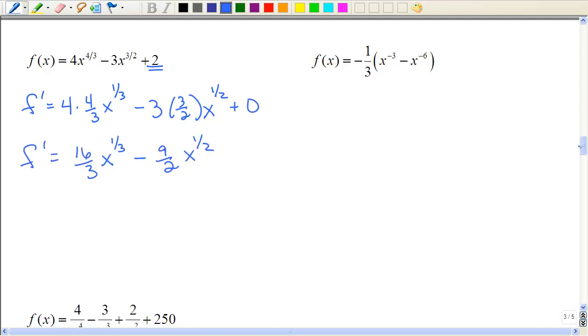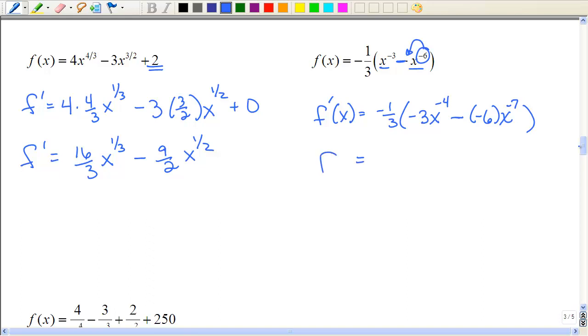Okay, now this one's a weird one. We could distribute it, but how about let's just leave the negative 1/3 and take the derivative of that part. So we bring down the negative 3. Subtracting 1 from negative 3 gives me negative 4. Then I'm going to bring down this minus sign. Then I have negative 6 because that comes down in front. X and 1 less would be negative 7. So let's see, I have a negative 1/3. Negative times negative is a positive.